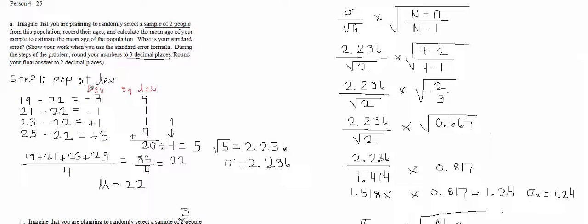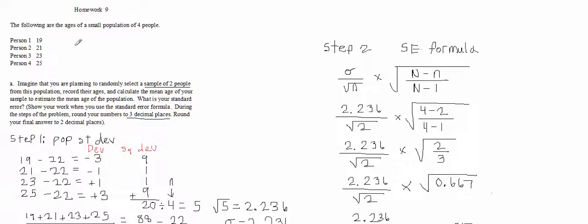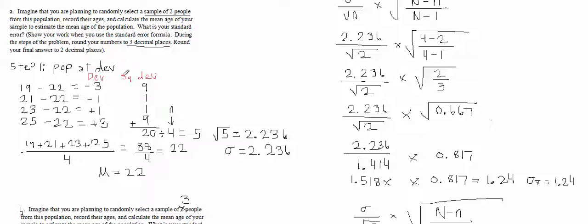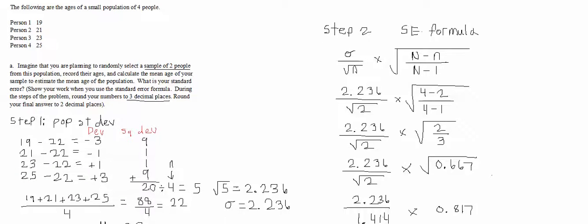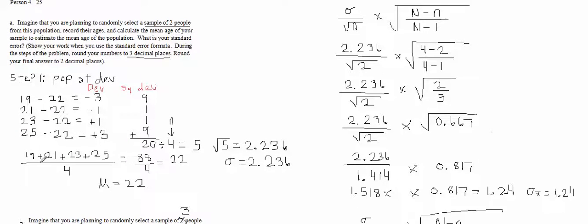In step 1, you need to calculate the population standard deviation. In other words, you need to calculate the standard deviation of the 4 ages in the population. To get the population standard deviation, first you have to calculate the mean of the population. You have to add the 4 ages in the population and divide the total by 4, which is what I did here. That gives you the mean of the population, which in my case is 22.